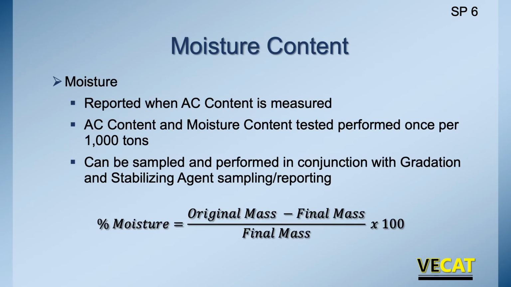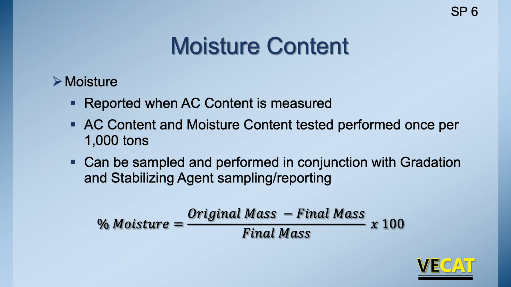We want to check the moisture content because that is important. We report it when we report the AC content, when we measure it. AC content and moisture content is performed on every 1,000 tons of mix. So we pull a gradation every 500 at the plant, or we pull a gradation at locations in the field for CIR. When we do at the plant every 1,000 tons, we're checking the AC content, but we're also checking the moisture content to make sure that material is within what the job mix calls for.